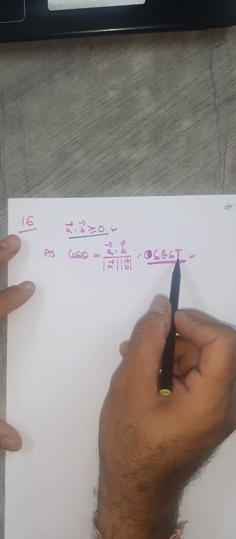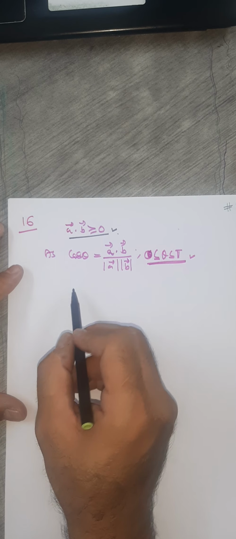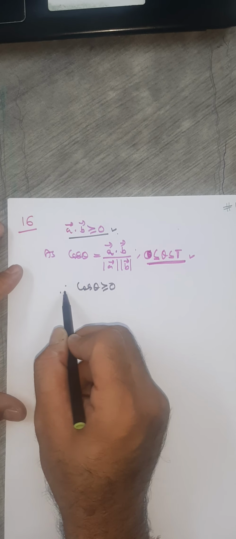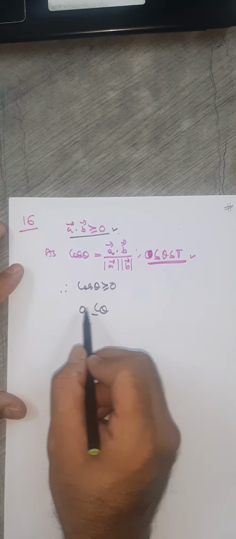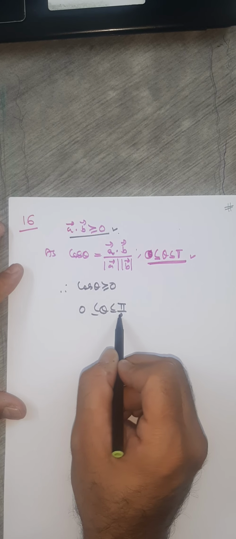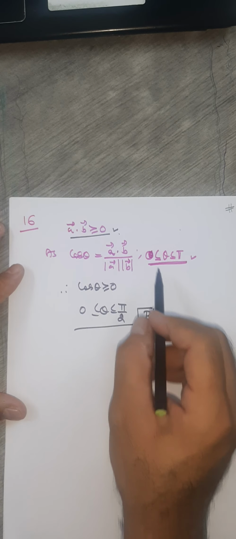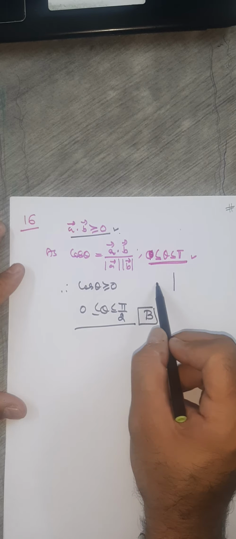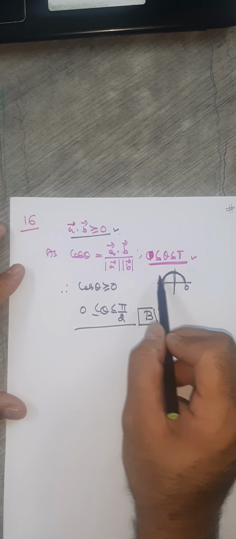Now 0 to pi means how many quadrants? First and second quadrant. If this is positive, then cos theta has to be positive, remember. And cos theta is positive, that means theta must be in which quadrant? Just look at that option. It has to be from where to where? 0 to pi by 2. That's the first quadrant, option B. In general, theta is from 0 to pi by 2, that is this quadrant, 0 to pi here.